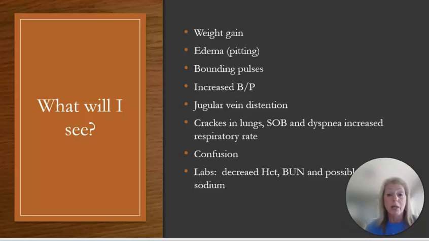A BUN, blood urea nitrogen. If we have a really high BUN, that's going to tell us that they have too much fluid. And we're going to look at sodium levels. And sodium levels are pretty important because we get this a lot too.